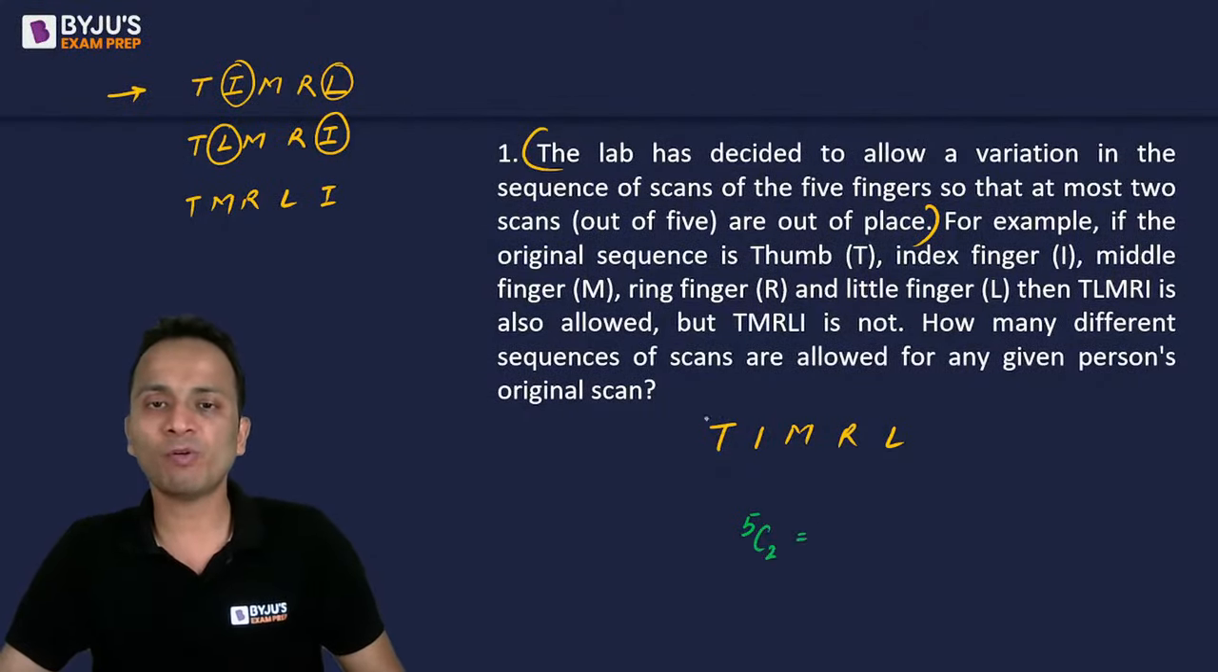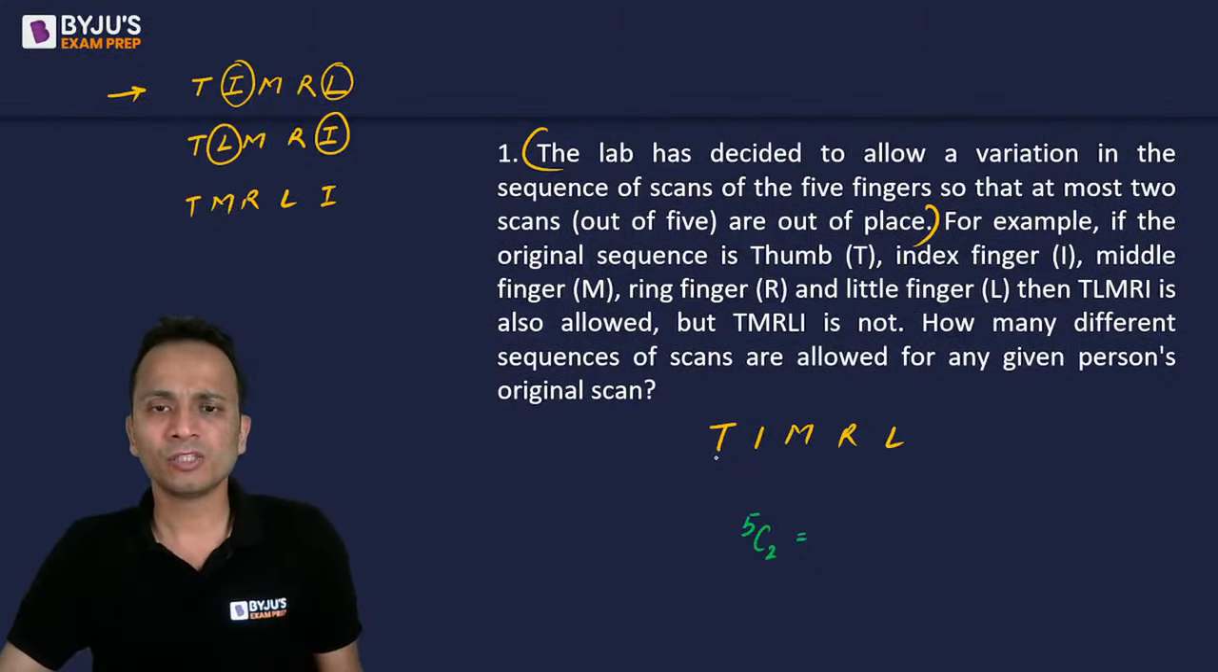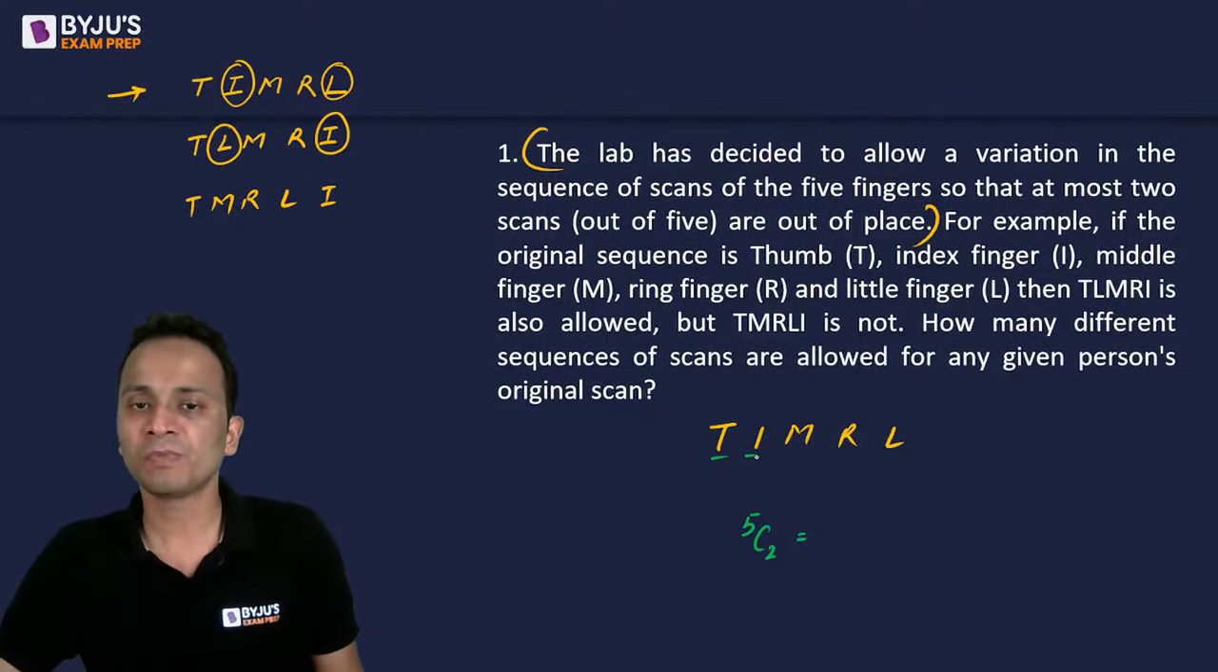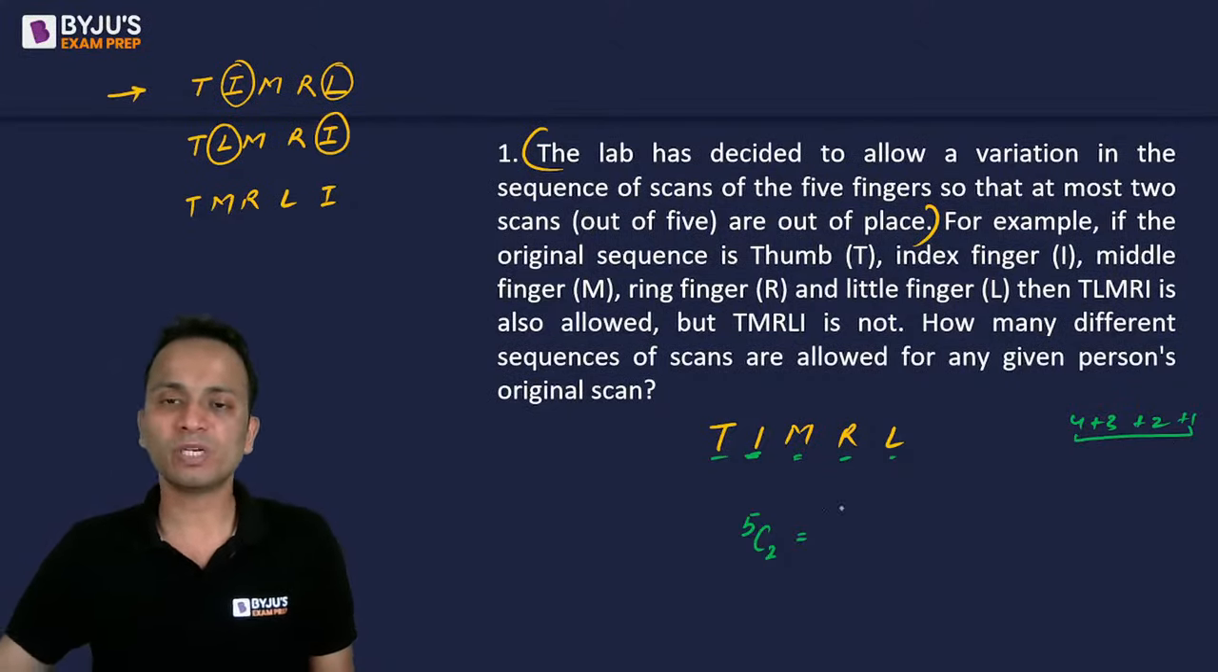So if I want to interchange P or I, T or M, T or R, T or L, likewise, या तो आप manually कर लो. One T के साथ ये चार आ सकते हैं, T के साथ I, M, R, L can be interchanged. Then for I, M, R, L another 3, so 4 plus 3. Then for M, R and L another 2. For R, L can be interchanged. So adding these will give you 10.